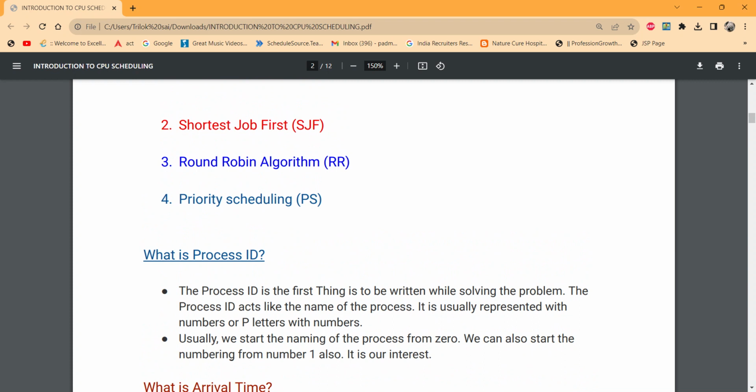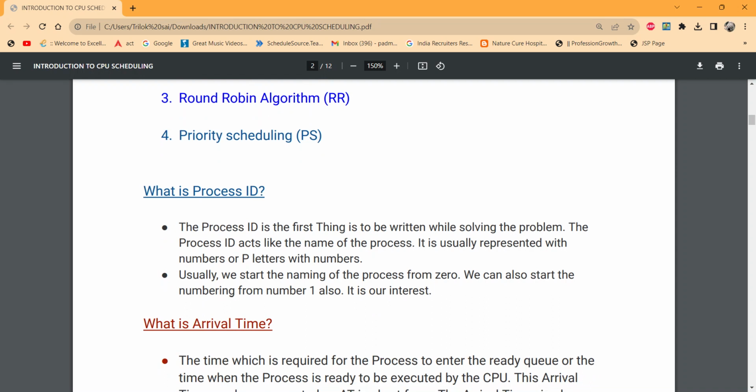To have a clear understanding and idea about all of this, you need to have a number for the process. So generally, like the name of a student, a name that is given to a human being, process ID is the name that is given to a particular process. Usually we start naming the process from 0. We can also start numbering from 1. It is our interest. So my dear friends, generally if there are 10 processes, the processes will be named accordingly, like P0, P1, P2, P3, P4, as a result of which you can easily solve the particular problem by implementing a suitable algorithm.